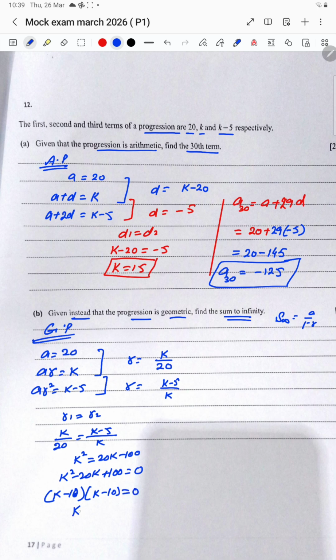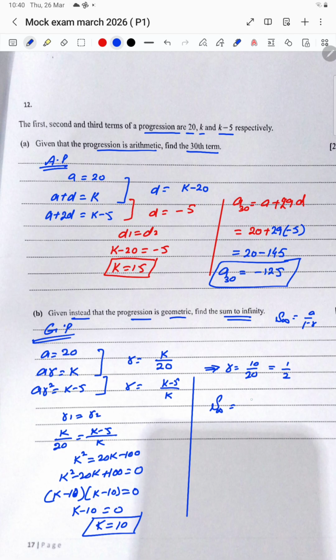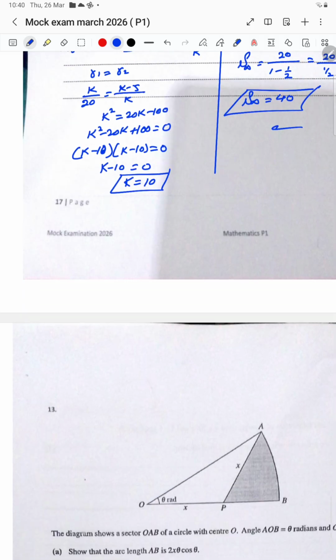I apply the midterm rule, so k minus 10 equal to 0, so k is equal to the repeated root, that is k is equal to 10. So now k is 10, so r will be 10 by 20, that gives me 1 by 2. R is 1 by 2, so S infinity will be A over 1 minus R. A is 20 over 1 minus R, R is 1 by 2, 20. And after taking LCM of 1 by 2, S infinity becomes 40. That is the right answer for this part B.